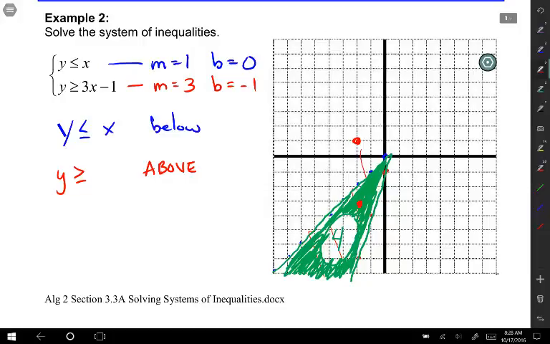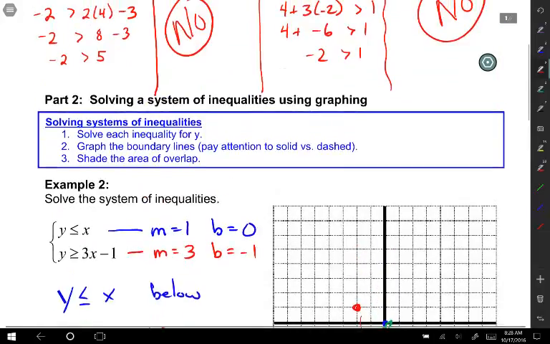Little review. Joey, when do you shade above? When it's greater. Okay. Moss, when do you shade below? When it's less than. And our answer is going to be where the shading combines. Where the red shading and the blue shading combine to get that green section. And the green section is all that we have for an answer. Make sense? Hopefully that'll be very straightforward.